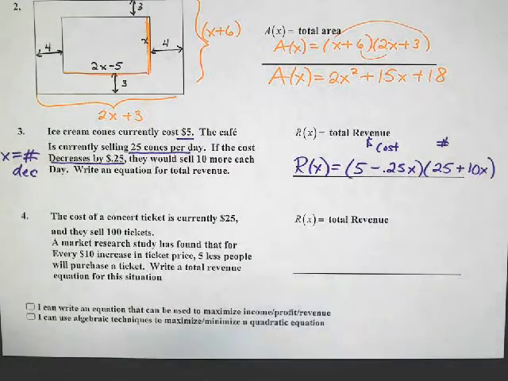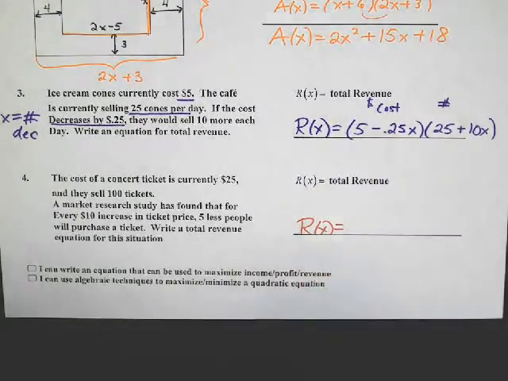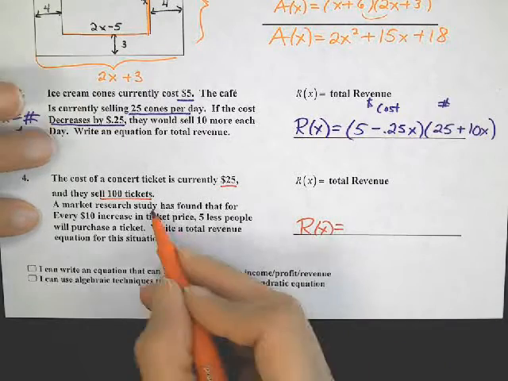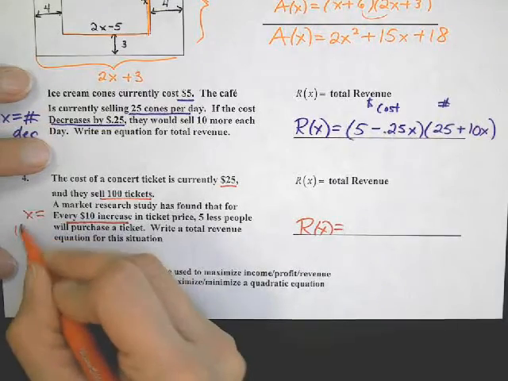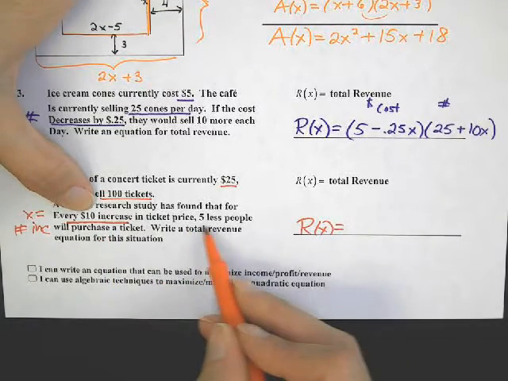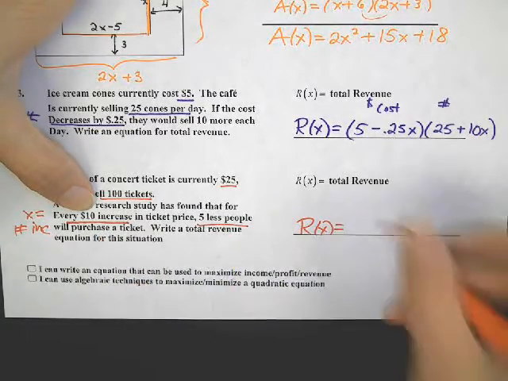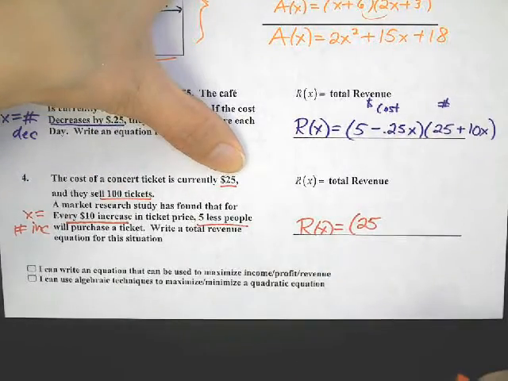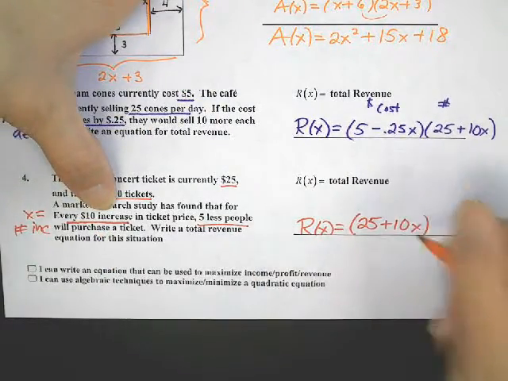Okay, last one. Let's take a look at this and see if we can write an equation. The cost of a concert ticket is currently $25, and they sell 100 tickets. But for every $10 increase, okay, so x is number of increases. Every time they increase it, 5 less people buy a ticket. I'll make more money if I charge more, but then I won't have as many people buying them. What's the cost of a ticket? $25? Is that cost going up or down? The cost is going up, plus $10x, $10 for every increase.